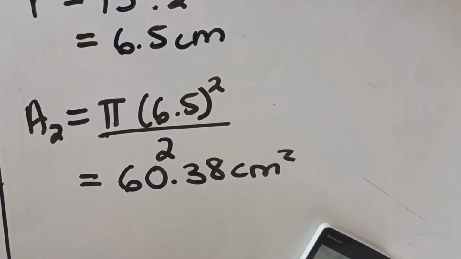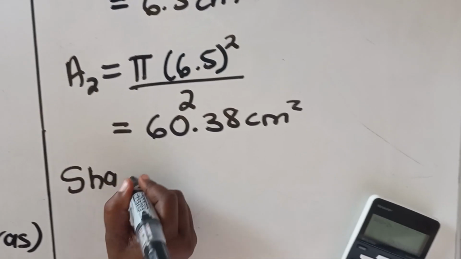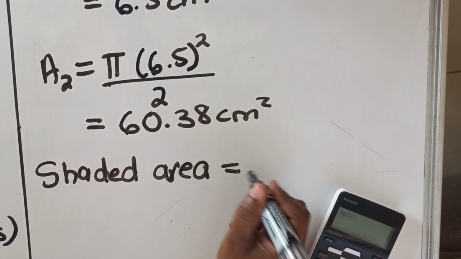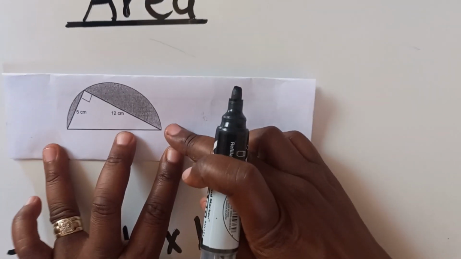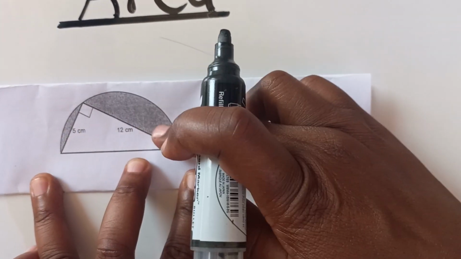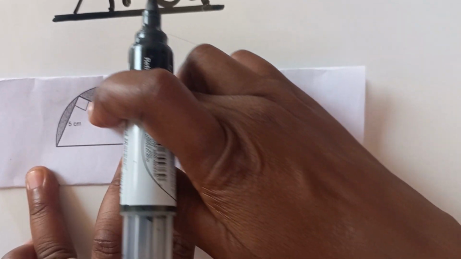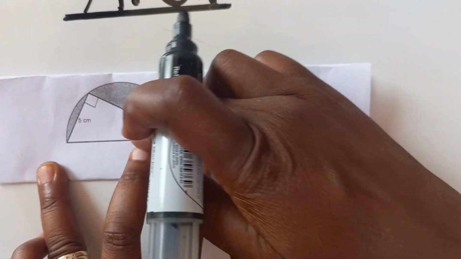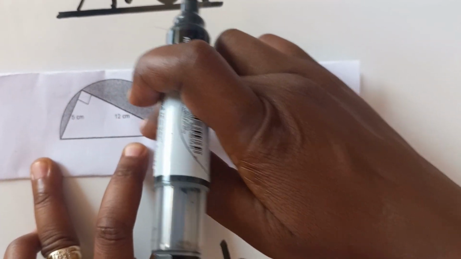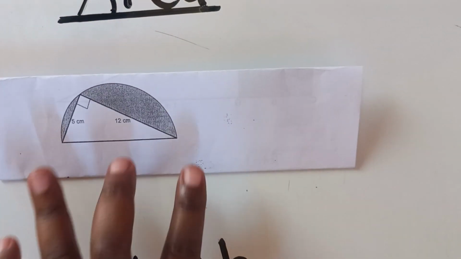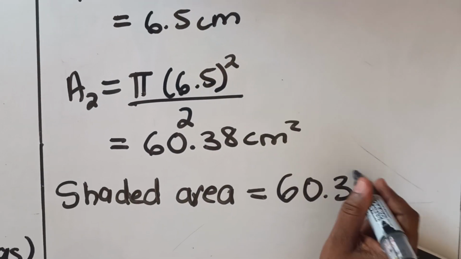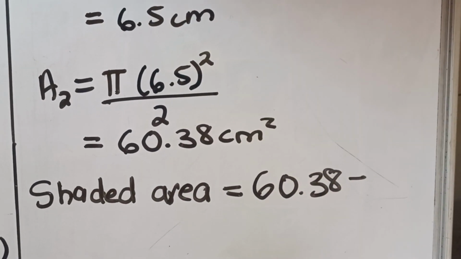Now, how do I find the shaded area? Let's look at the diagram again. The shaded area, do you see, is the area of the semicircle minus the area of a triangle. The triangle was not shaded. So the shaded area, I'm going to write the area of the semicircle, and then I subtract the area of the triangle. The area of the semicircle is 60.38 minus the area of a triangle.